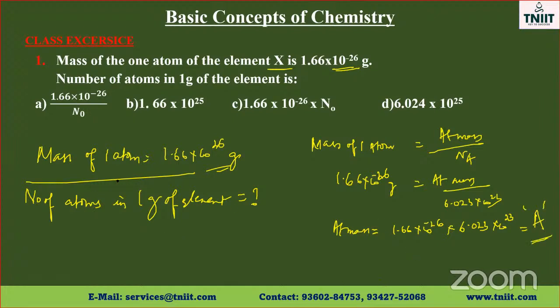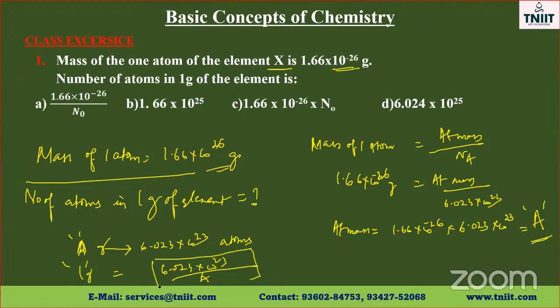They're asking for the number of atoms in 1 gram of an element. So we know that A, the atomic mass, contains 6.023 into 10 power 23 atoms. A grams contains 6.023 into 10 power 23 atoms. So 1 gram contains how much? It will be 6.023 into 10 power 23 divided by A. So this is the formula.